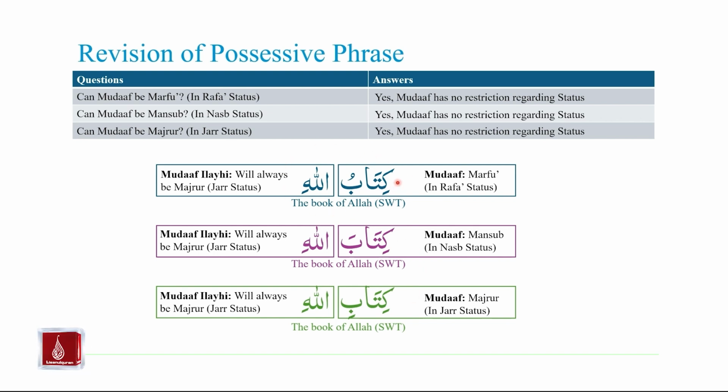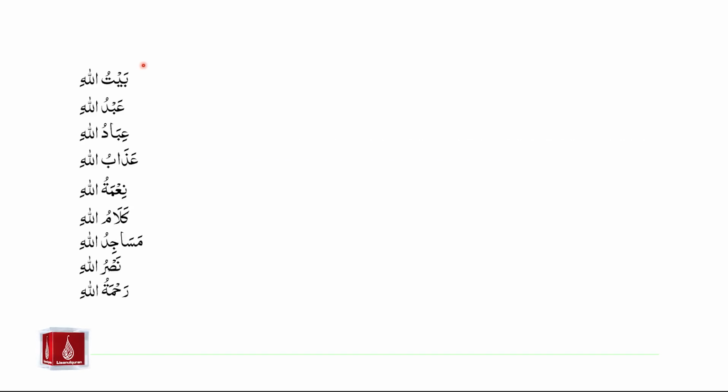Kitabullahi is a possessive phrase or murakkab izafi that is rafa in status. Kitaballahi is a murakkab izafi that is nasab in status. And Kitabillahi is a murakkab izafi that is jar in status. Kitabullahi is marfu, Kitaballahi is mansoob, Kitabillahi is majroor. We will study examples of murakkab izafi or the possessive phrase.